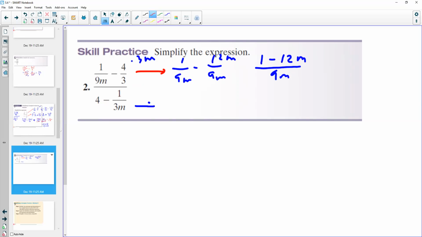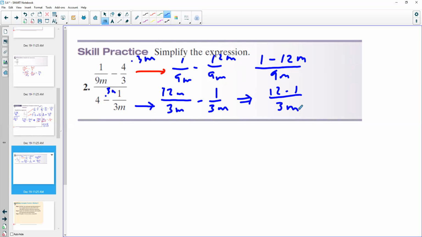Let's do the denominator. That's 4 minus 1 over 3m. So it's got to be 3m. It's got to be the common denominator. Okay. So if 3m is the common denominator, I need to multiply by 3m. So that gets me 12m. And then minus 1 over 3m gets me 12m minus 1 over 3m.